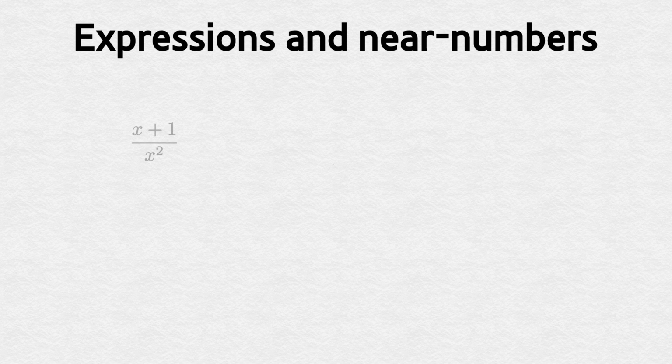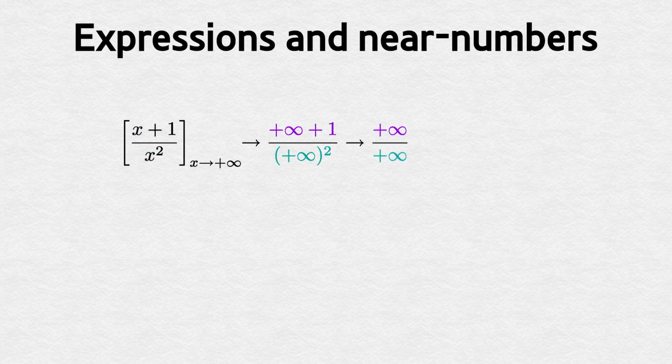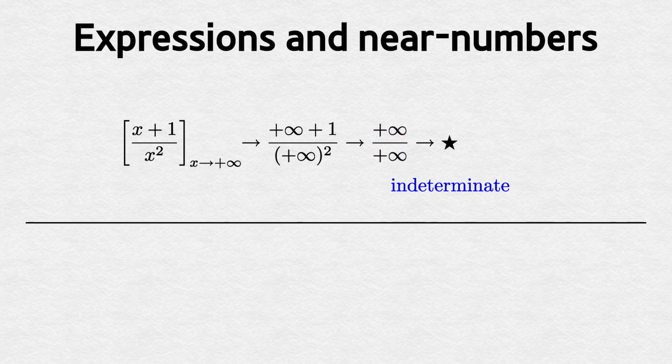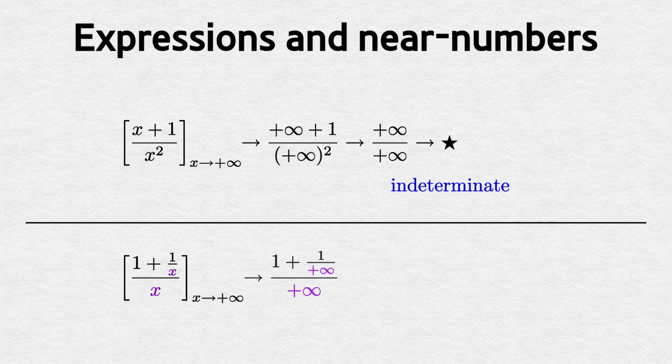In another case, x plus 1 over x squared, when x goes to positive infinity, goes to positive infinity plus 1 over positive infinity squared, which gives us again positive infinity over positive infinity, which gives us a star. Dividing the numerator and denominator by x, this becomes 1 plus 1 over x, all over x, when x goes to positive infinity, goes to 1 plus 1 over positive infinity, goes to 1 plus 0 plus over positive infinity, goes to 1 plus over positive infinity, goes to 0 plus, so this has a limit of 0.